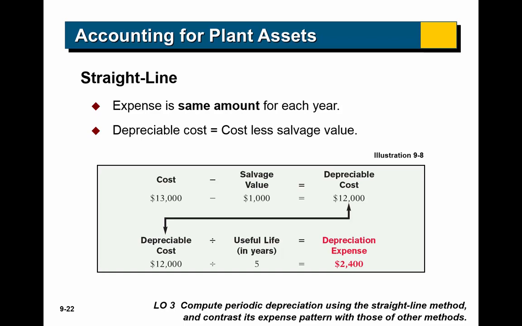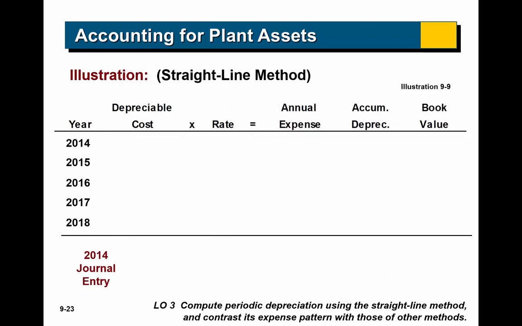This is something we've already learned and been using a little bit. So what we do for a straight line is we take the cost, we subtract the salvage value, and that gives us the depreciable cost. We then take the depreciable cost, divide it by the useful life in years, and that gives us a depreciation expense per year. Here's kind of what it would look like if you did it on a spreadsheet. You would say in the first year, the depreciable cost is $12,000. We're going to just divide that up over 5 years, or 1/5 or 20% of the value will be depreciated each year. So we'll have an annual expense of $2,400.